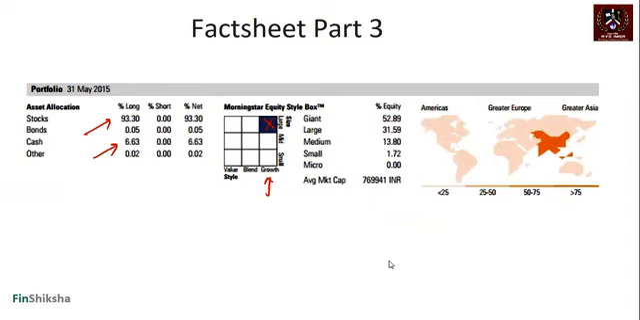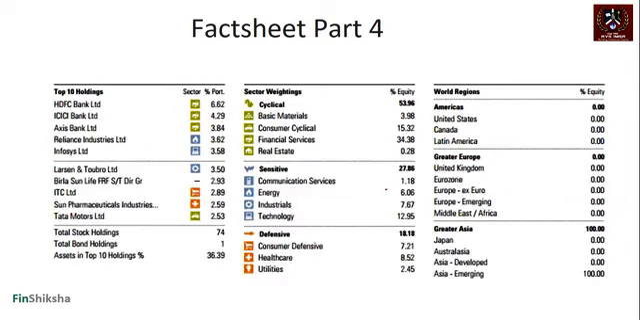Then it talks about what kind of equity exposure there is. There is a giant market cap, which typically means companies of more than 50,000 crore. Then there are large cap companies, then mid cap companies, and small cap companies. Average market cap is somewhere around 76,000 crore, essentially. This is in millions. So 76,994 crore is the average market cap that it has, right?